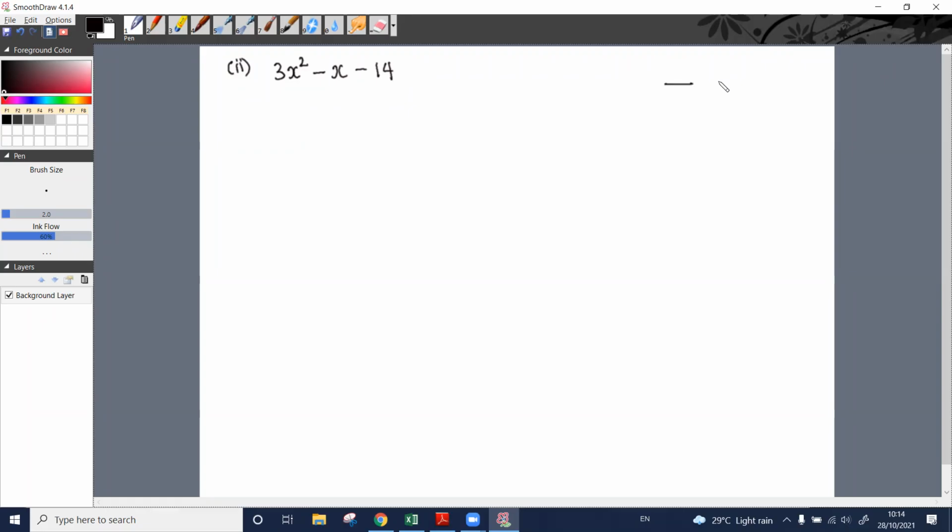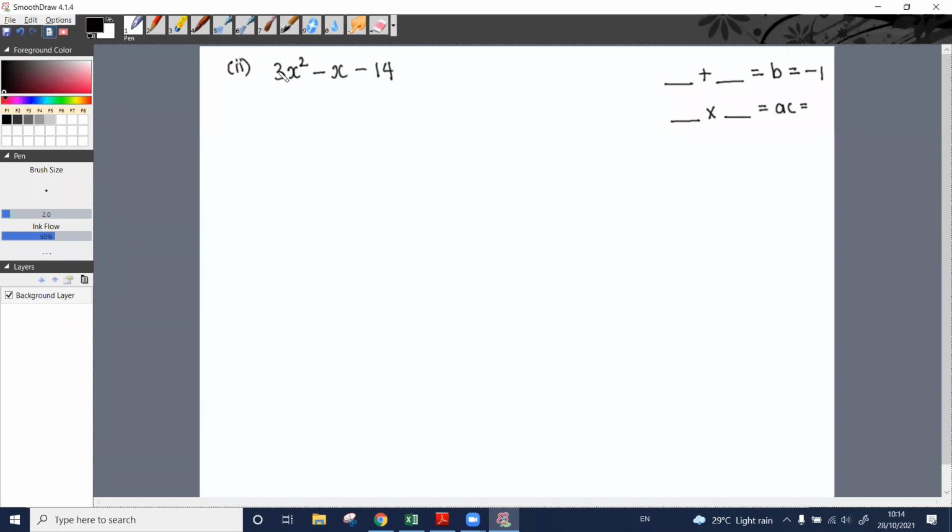We need to find two numbers. Once we add them, it should be equal to our b value. A value is 3, b value is minus 1, c value is minus 40. Once we add these two numbers, it should equal our b value, which is minus 1 here. And if we multiply the same two numbers, it should equal a into c.